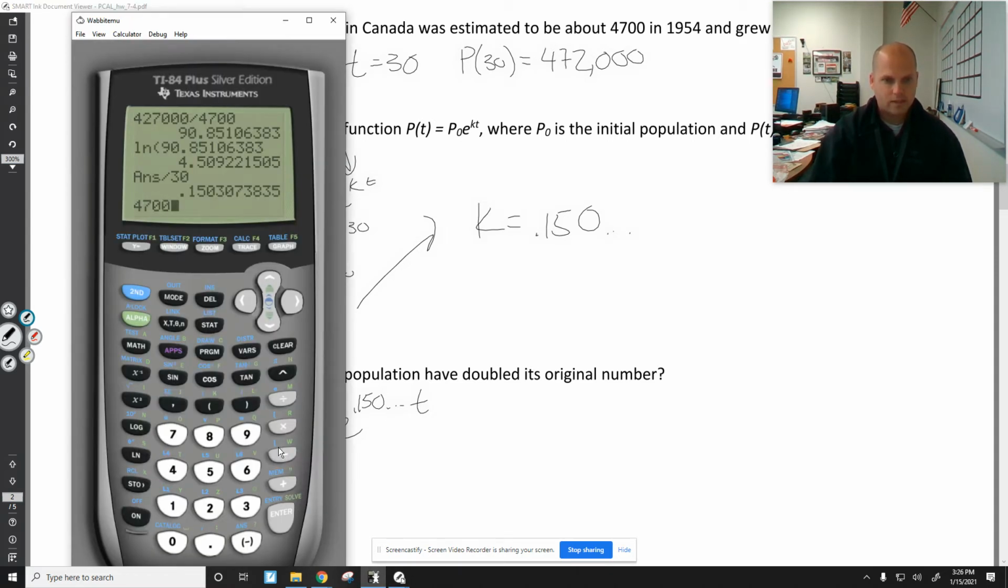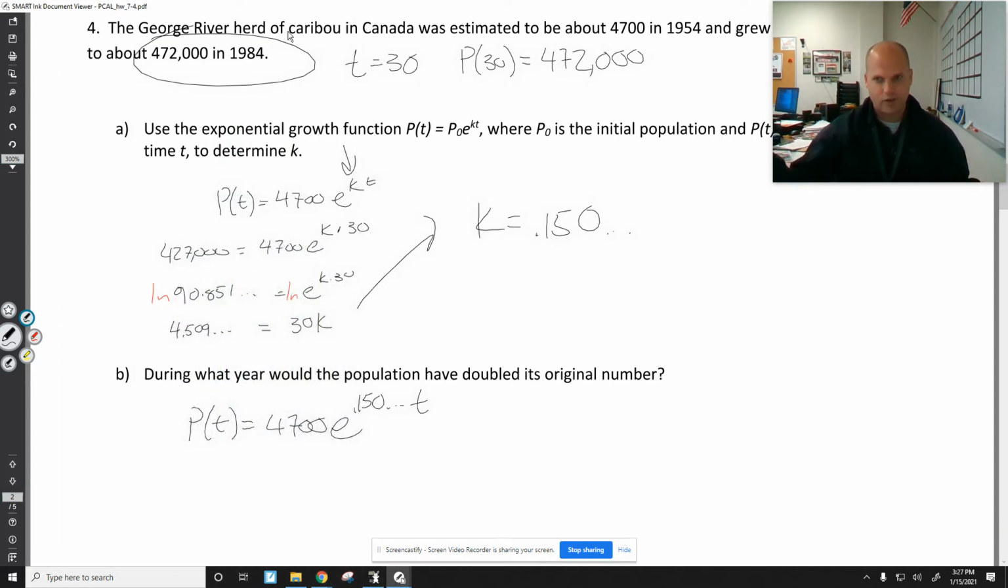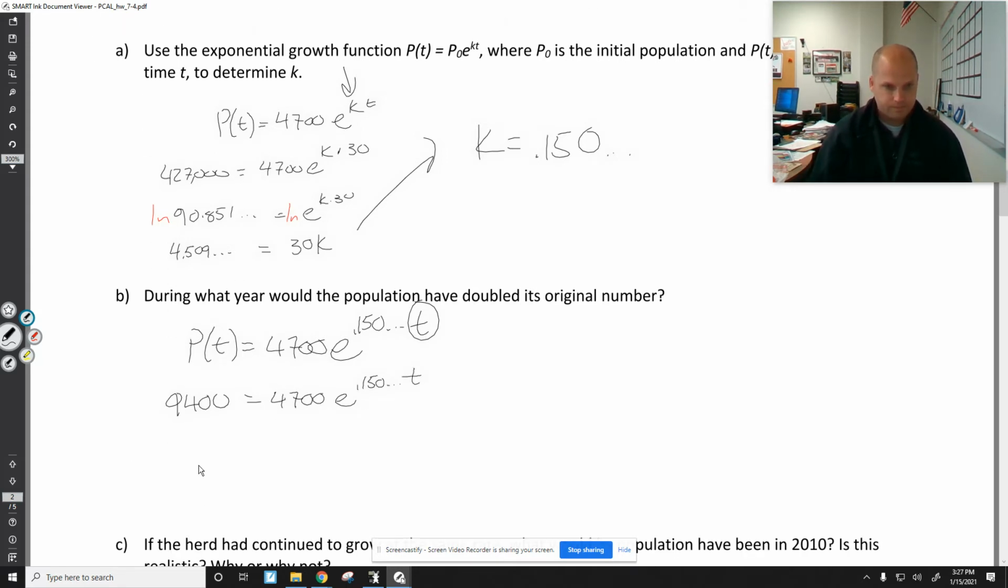When do I get double that? 9,400. Okay, this is not a graph and see. We can solve an equation and find an exact number. So 9,400 is the amount of caribou. We're going to find t, the year. 4,700 e to the 0.150... t. I'm going to divide these two numbers. It's going to be 2.